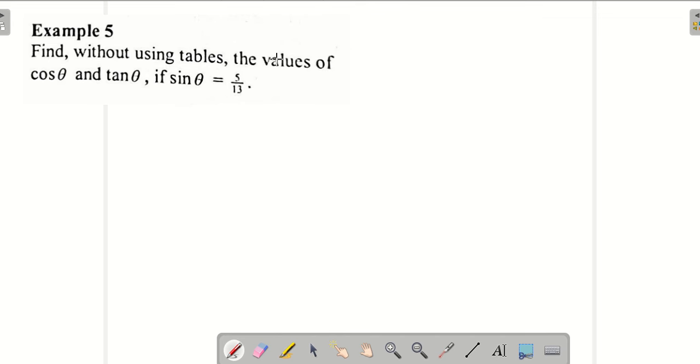Find without using tables the values of cos theta and tan theta if sin theta is 5 on 13. So solution. We know that sin theta is equal to 5 on 13. I'm using just one method. You can use the other method.